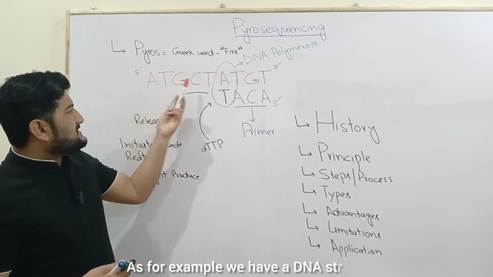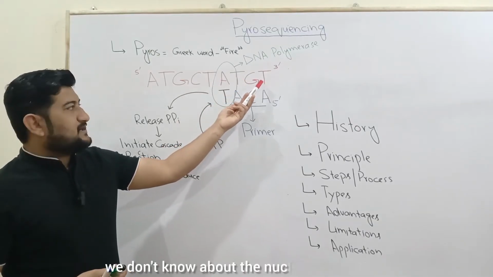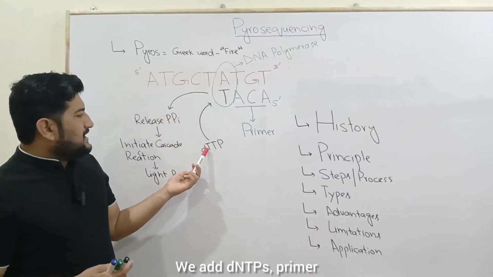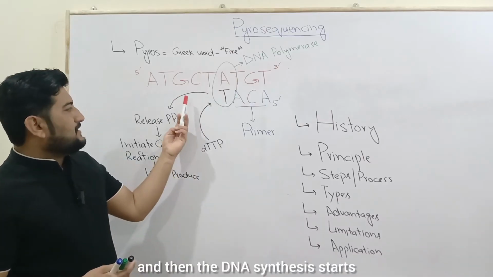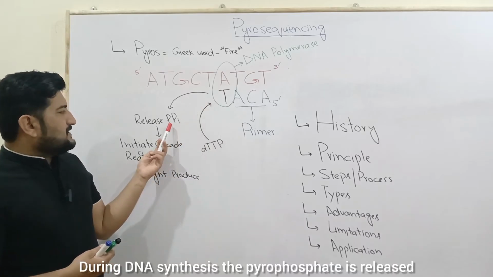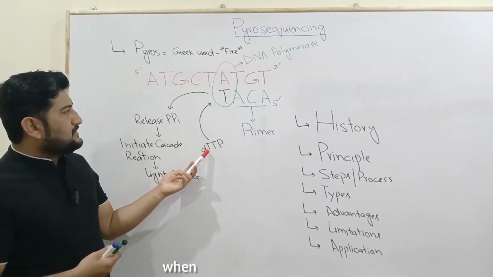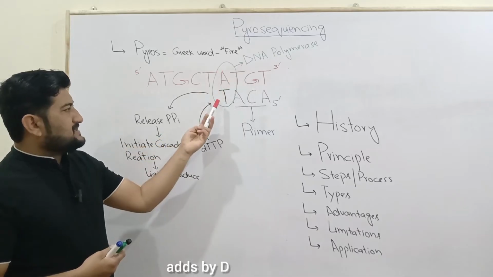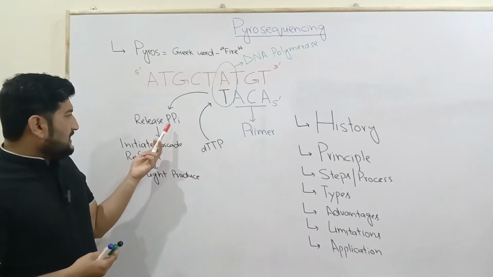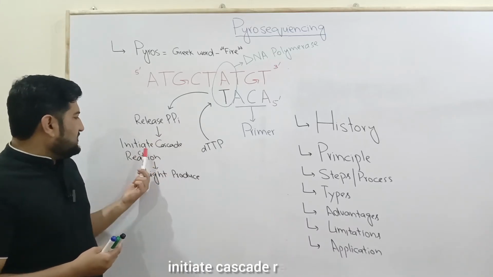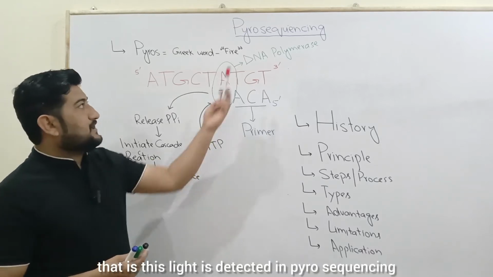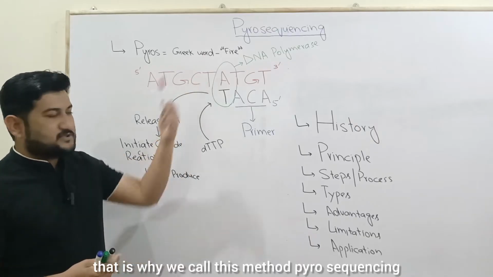As an example, we have a DNA strand, and we don't know the nucleotide pattern present in this DNA fragment, and we want to sequence it. We add dNTPs, primer and DNA polymerase, and then DNA synthesis starts. During DNA synthesis, pyrophosphate is released when the incoming nucleotide is added by DNA polymerase, making a 3 to 5 phosphodiester bond between thymidine and adenine. This pyrophosphate initiates a cascade reaction which results in light being produced. This light is detected in pyrosequencing. That's why we call this method pyrosequencing.